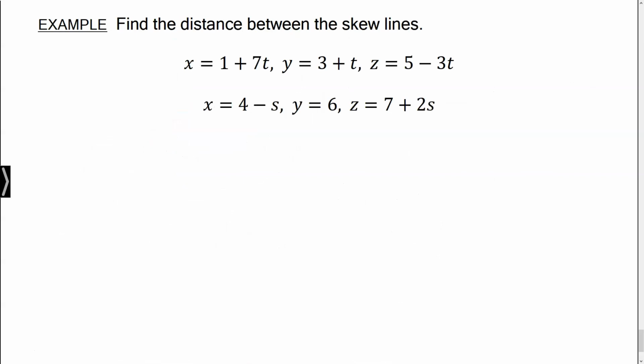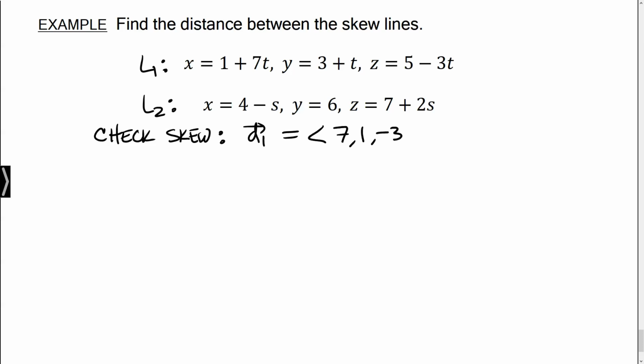Oh, and we should check that these are skew. So let's go over checking that these are skew. If this is L1 and this is L2, D1 is going to be (7, 1, -3). D2 is (-1, 0, 2). So those are clearly not scalar multiples of each other. The only thing left then is to make sure that these don't intersect at all.